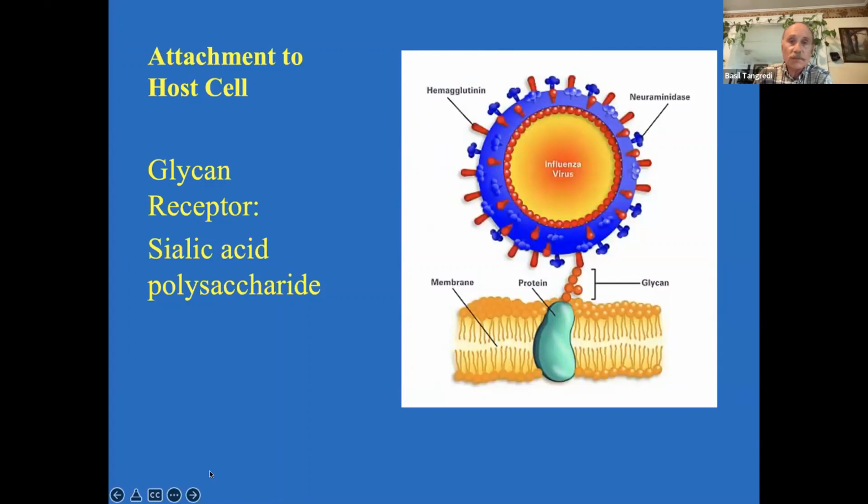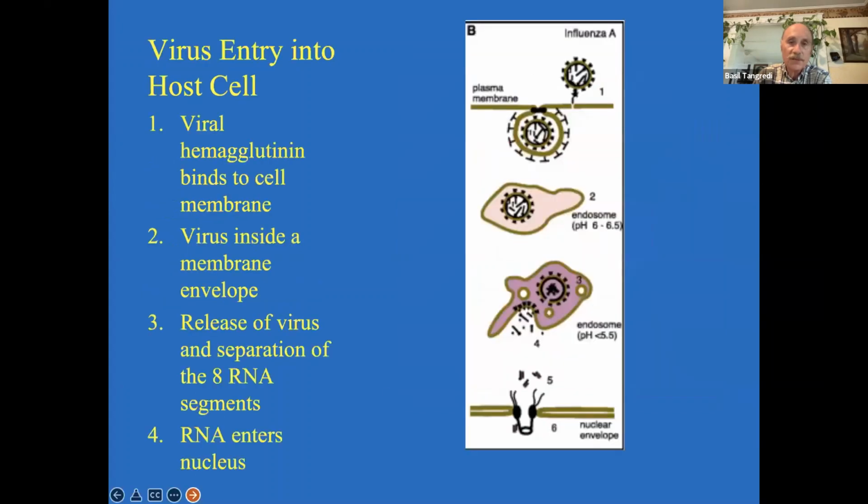So if the hemagglutinin fits this sialic acid receptor here, then it's open sesame, the key fits the lock, and here the virus is surrounded by a portion of the host cell membrane. So it's like a Trojan horse now entering the cell inside this endosome. It floats down through the cytoplasm of the cell, finally reaches a point here, at which stage there's a change in pH.